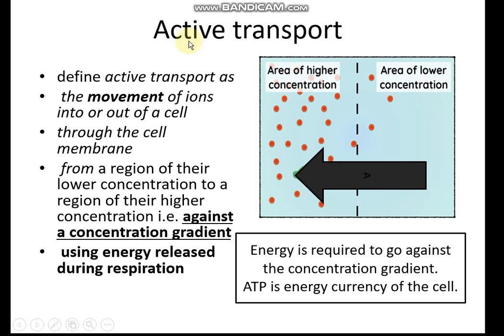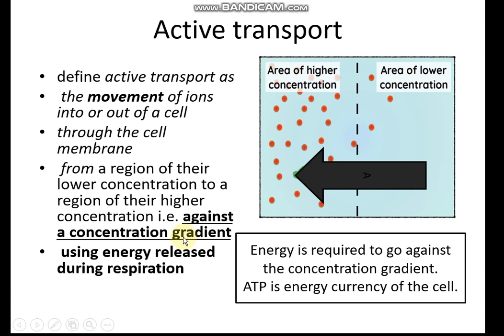Our last concept of today's lesson is active transport. Now it is defined as, again, the movement of what? Ions in or out of the cells through a cell membrane, or through a partially permeable membrane. Now here there is something new. In case of diffusion and osmosis, we saw that these are the movement of molecules from higher to lower concentration, but in case of active transport it is from lower concentration to higher concentration, and the movement from lower to higher concentration is called against the concentration gradient.